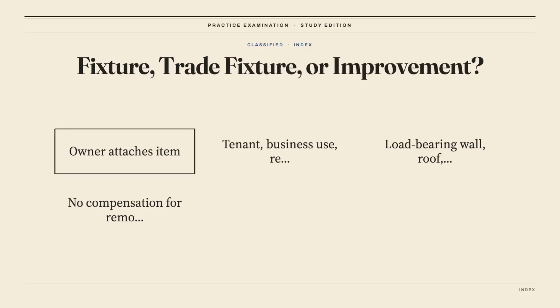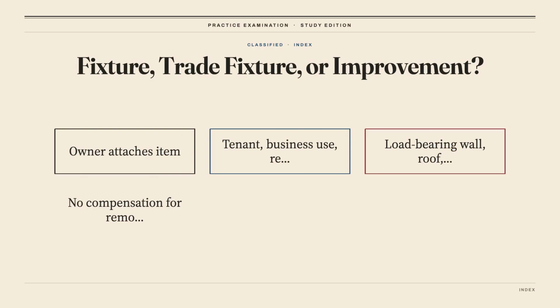Improvements like a concrete loading dock, a load-bearing wall, or a new roof can't be removed. So they belong to the building unless the lease says otherwise. And compensation is a trap. A tenant hauling off her own trade fixture has lost nothing, so nothing is owed. Just ask who attached it and why.